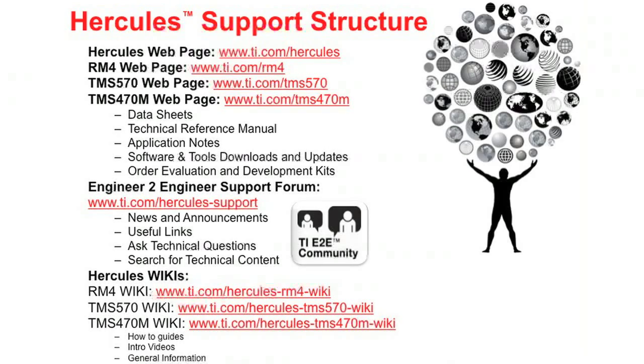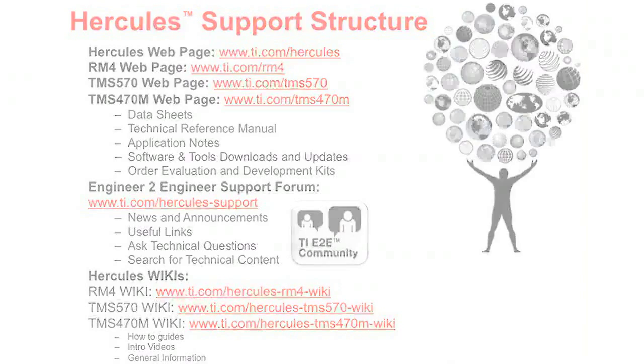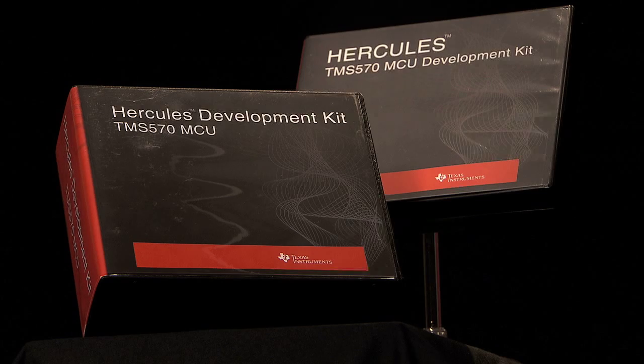There are a number of online resources available where you can go to get more information about Hercules microcontrollers. The first is the Hercules webpages that are on TI.com. Here you can download official device data sheets, technical reference manuals, and application notes. You can download software like HALCoGen, NowFlash, and the High-End Timer integrated development environment. You can also order development kits through the TI eStore from these webpages.